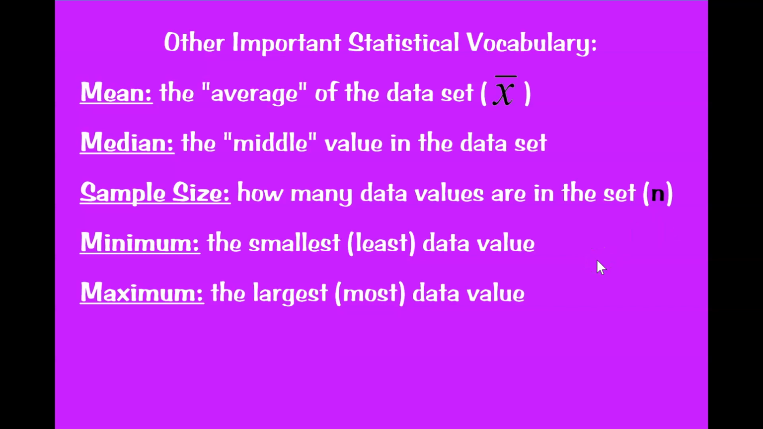And then finally, the minimum and maximum. So the minimum is your smallest or least data value, the number that is the least when you line them up from least to greatest. And the maximum is the largest data value, the one that is all the way at the end on the right when you line them up from least to greatest.